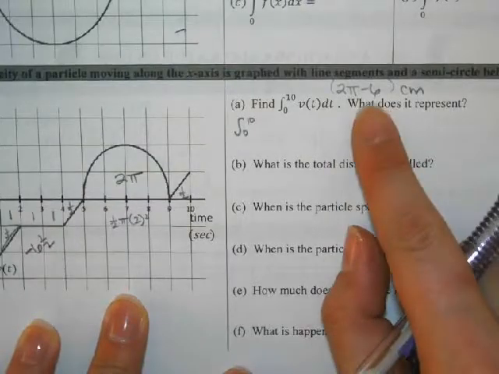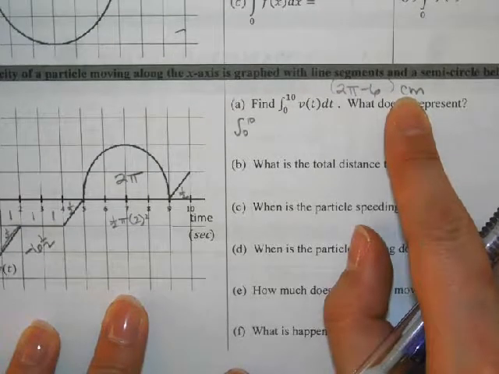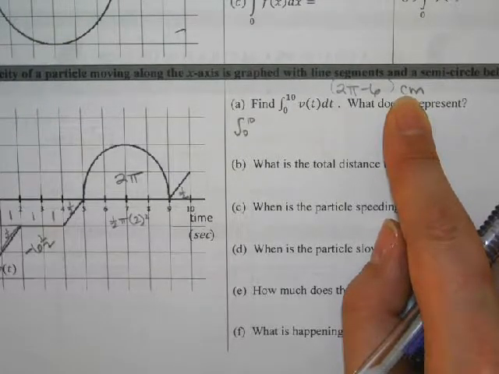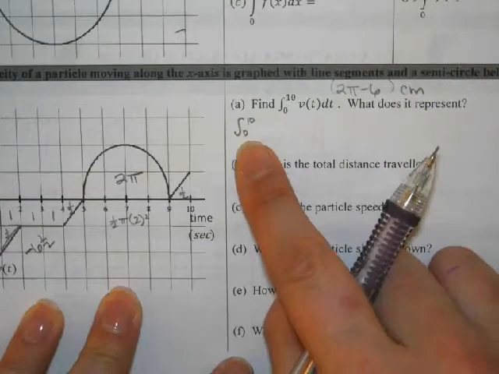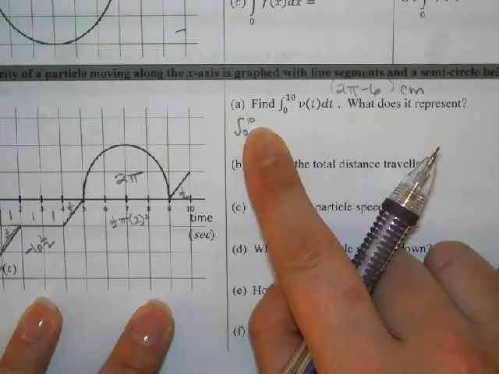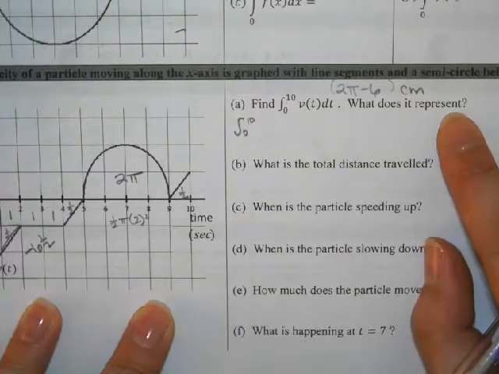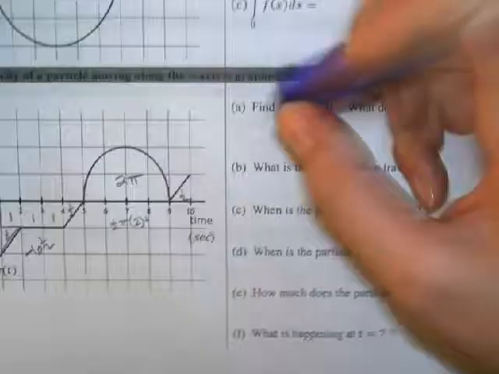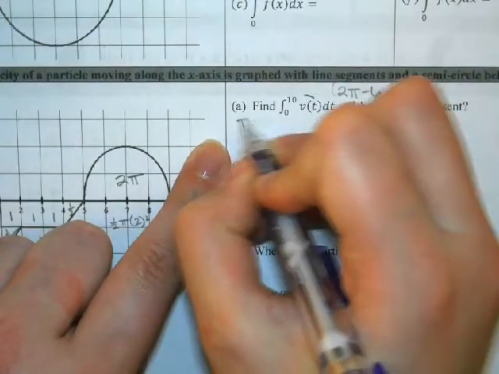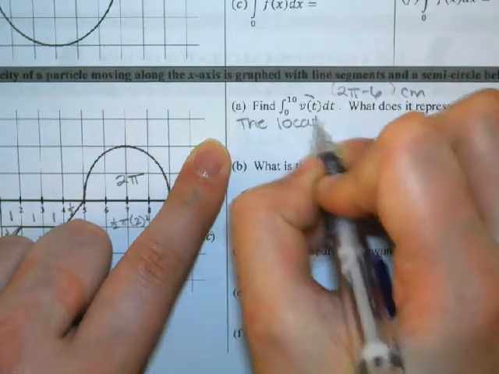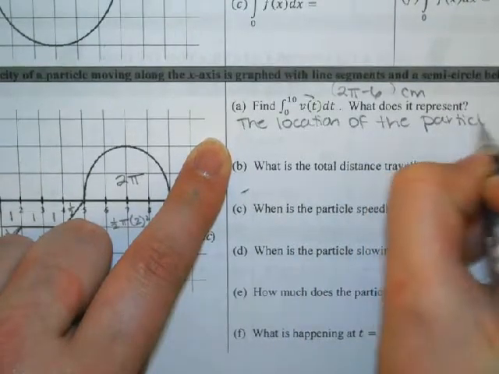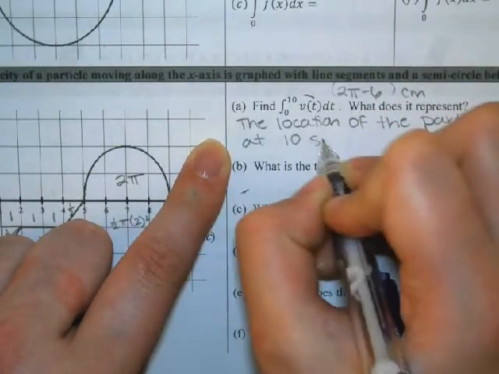So this number represents the distance that you are from the initial position. At 10 seconds, where are you in relationship to this starting position? So the starting position is 0, the ending position is 10. This is saying where you are at 10 seconds. Okay? So we're going to say the location of the particle at 10 seconds.